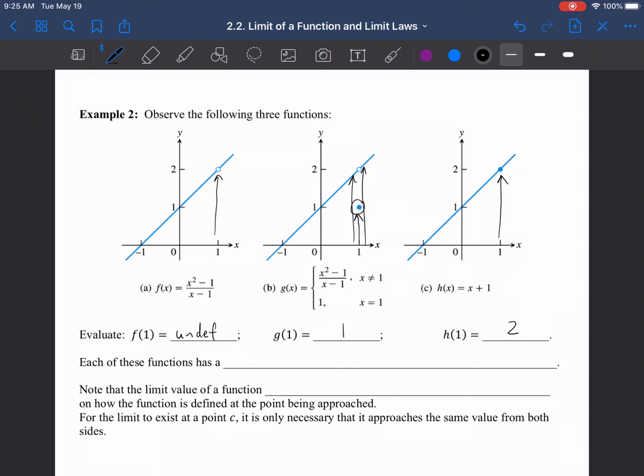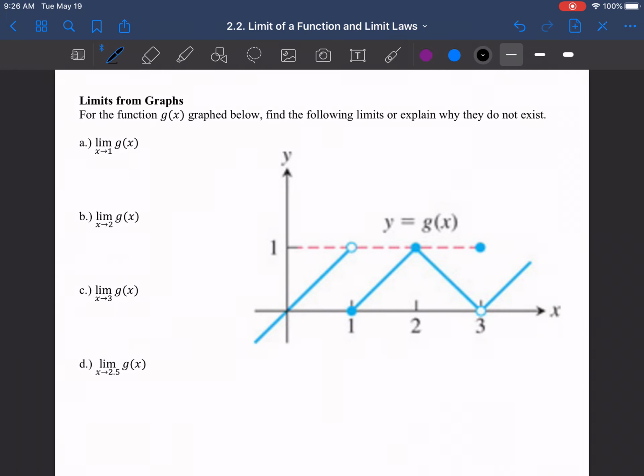So each of these functions looks very similar to each other, but they're all different at 1. Yet each of these functions has the same limit of 2 as x approaches 1. Note that the limit value does not depend on how the function is defined at the point being approached. We're just looking at nearby it. For all three of these functions, right next to 1, on either side, it's all really close to being 2. It's all going to 2.